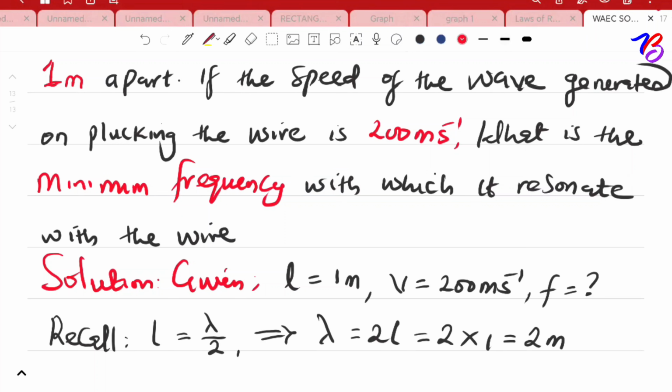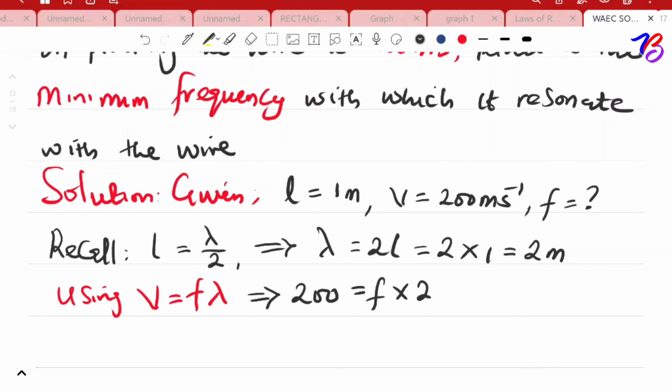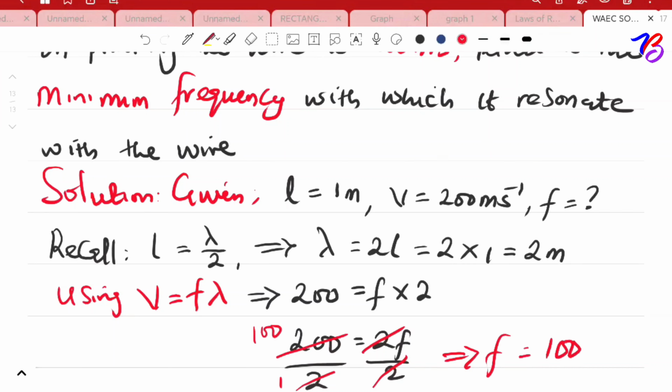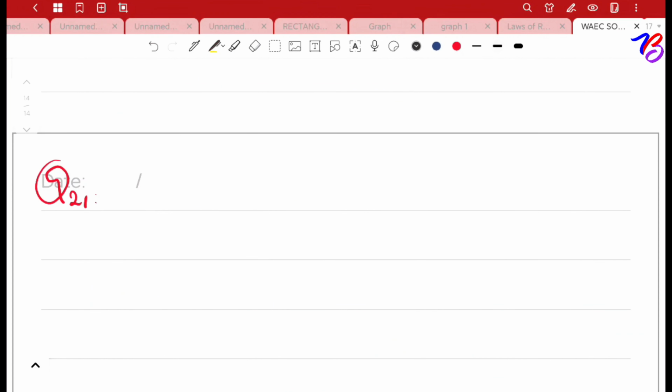Are we together? Then we can now substitute this using v is equal to f lambda, where lambda is wavelength. By substitution, our v is given to us to be 200, is equal to f multiplying 2. So from here, what do we have? 200 is equal to 2f. So dividing through by 2, so that 2 cancels out 2, and our f is equal to 200 divided by 2, which is 100 hertz. That's the solution to this question. Alright, let's proceed with this question.